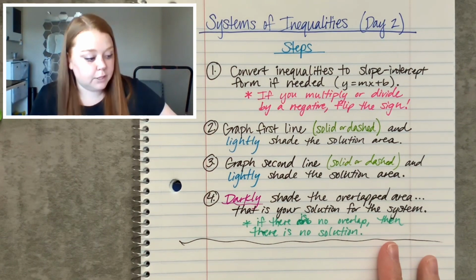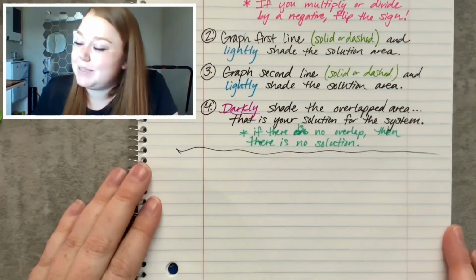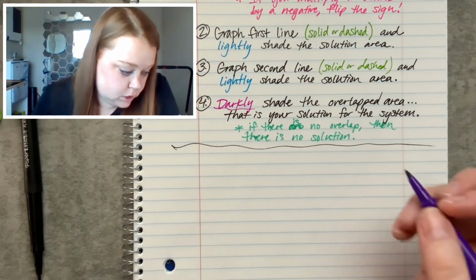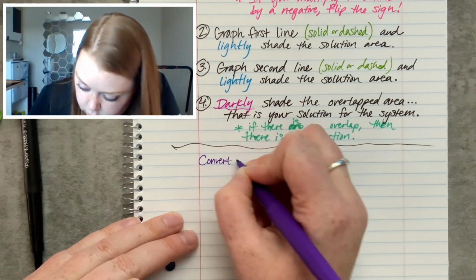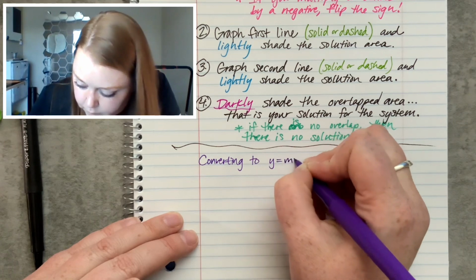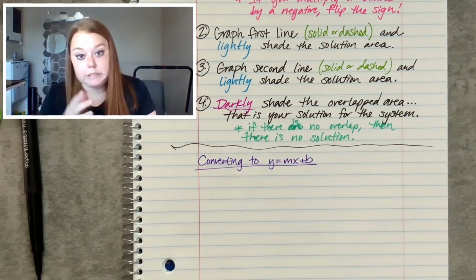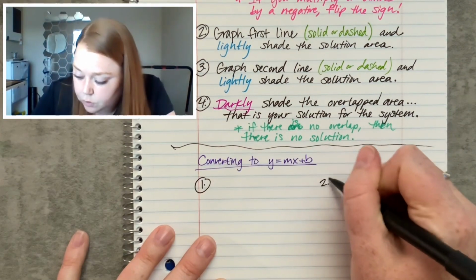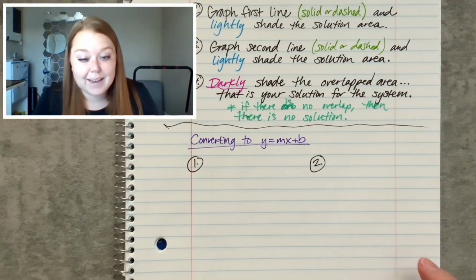Before we graph, I do want to practice just two little converting examples because some of us still struggle with that. So we're just going to call this little section converting to slope-intercept form. I'm going to put y equals mx plus b, even though it's not equals, it's going to be an inequality. We get the picture. We're going to do two little examples of these just so you can get some practice and go, oh yeah, I remember this.